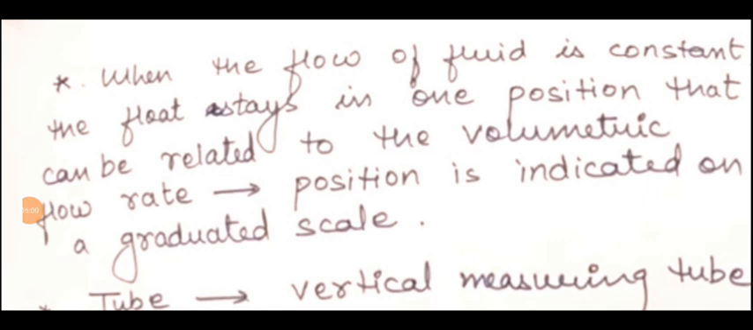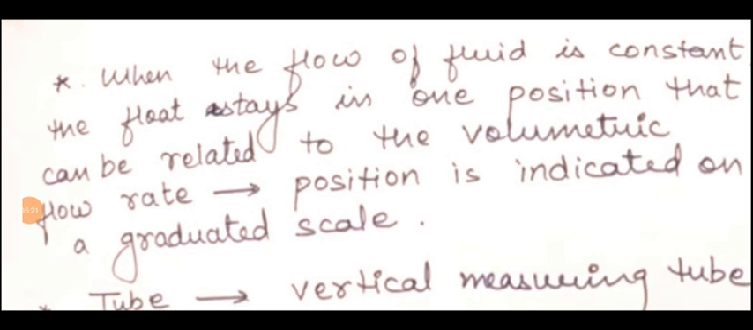Stationary position. When the flow of fluid is constant, the float stays in one position. That can be related to the volumetric flow rate. So the float position straight away gives the volumetric flow rate, that means the flow rate of the given fluid, gas or liquid. The position is indicated on the graduated scale.